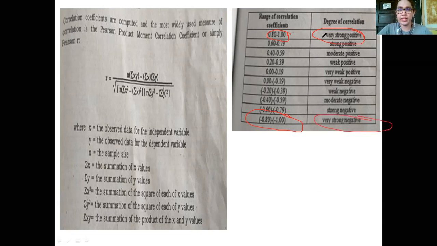So I hope you'll be able to take note of this, because the table is very helpful to interpret the result of your R, or your correlation coefficient. What do you call the R in the Pearson R? That is the correlation coefficient.